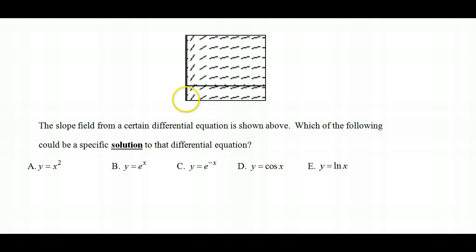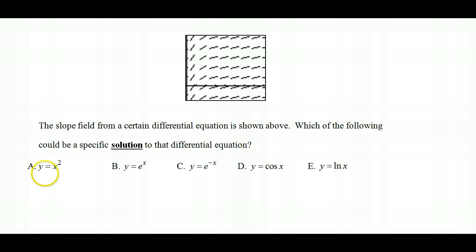So remember, a slope field represents a family of solutions. So here I have a collection of different functions, y equals x squared, y equals e to the x, y equals e to the negative x, y equals cosine x, and y equals natural log of x. So which one of these 5 solutions could potentially be a solution to the differential equation with the given slope field? So this is a matter of knowing your graphs, knowing the graphs of basic functions.